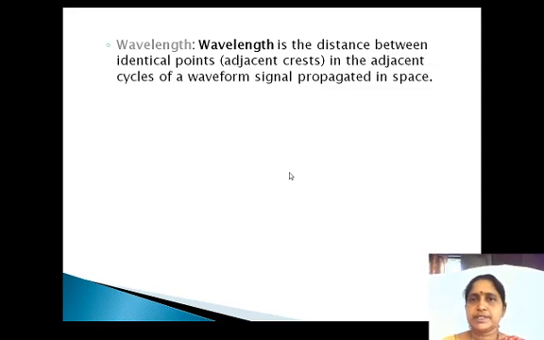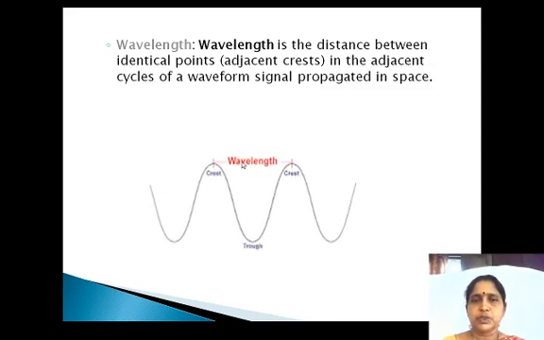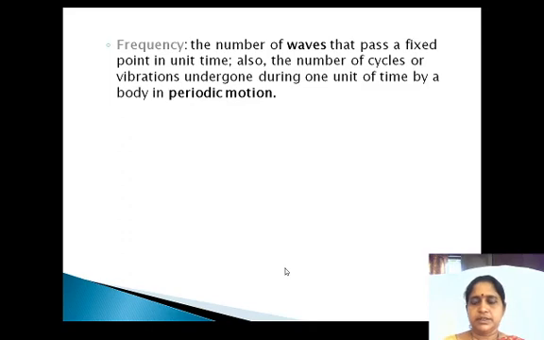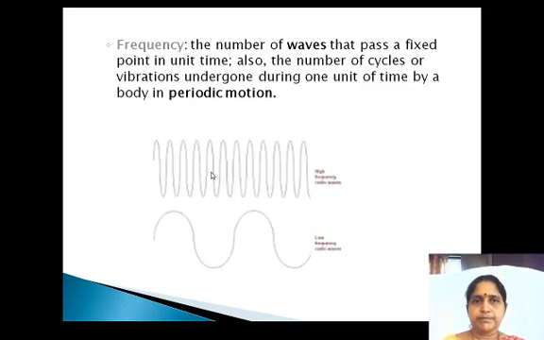Wavelength. Wavelength is the distance between identical points, that is, the distance between two crests or two troughs. You already know these definitions, but we recall them once again as we are going to discuss wave optics. Frequency is the number of waves that pass a fixed point in unit time, that is, the number of cycles per unit time.